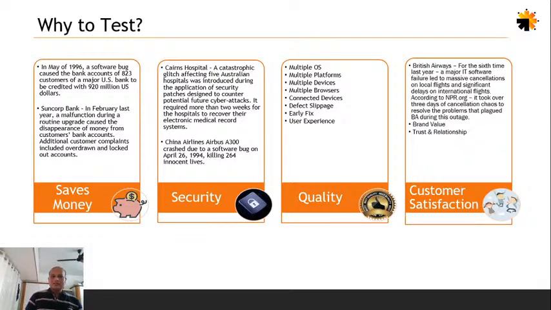So there was a glitch that happened in May 1996. I mean, at that time the internet was just taking off. Because of a software bug, a discrepancy that was left without any testing performed over it, it led to a huge loss. And that's one of the key reasons we have to ensure that the software behaves as expected in its entirety. A malfunction in a routine upgrade caused the disappearance of money from customer bank accounts.